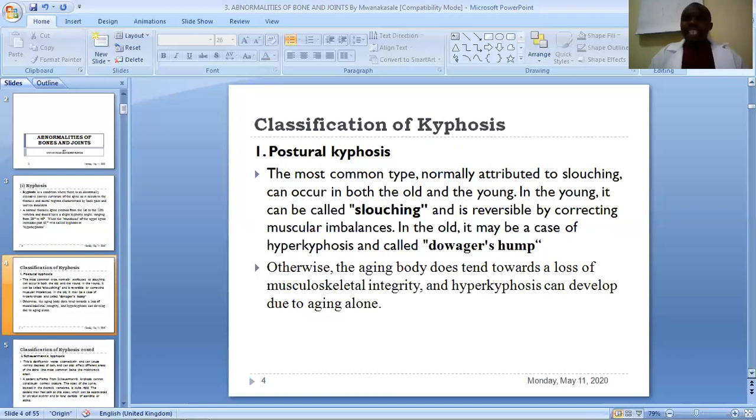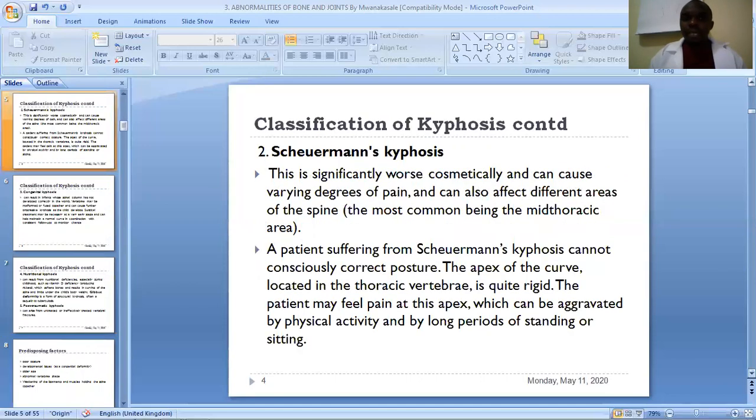Otherwise, the aging body does tend towards the loss of musculoskeletal integrity, and hyperkyphosis can develop due to aging alone, because the muscles and the ligaments that hold the spine tend to weaken, like I have explained earlier. The second classification is Scheuermann's kyphosis.